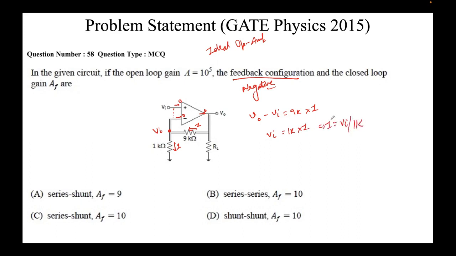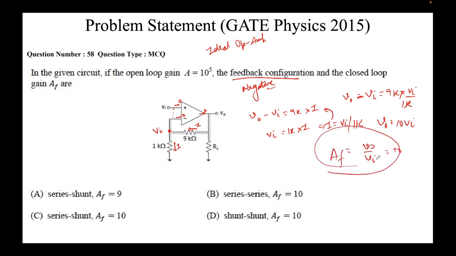We replace this here, so we get V0 minus Vi equal to 9k times Vi upon 1k. The k and k cancel, so we get V0 equal to 10 times Vi. So V0 upon Vi is 10, and this is our gain. So this option is eliminated, because our gain is 10, so this is the incorrect option. Now we have these three options left. Now we need to identify which configuration this is.